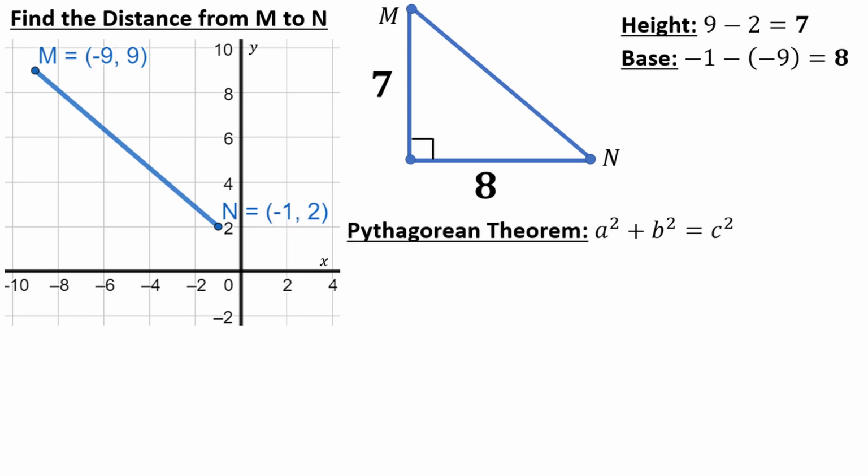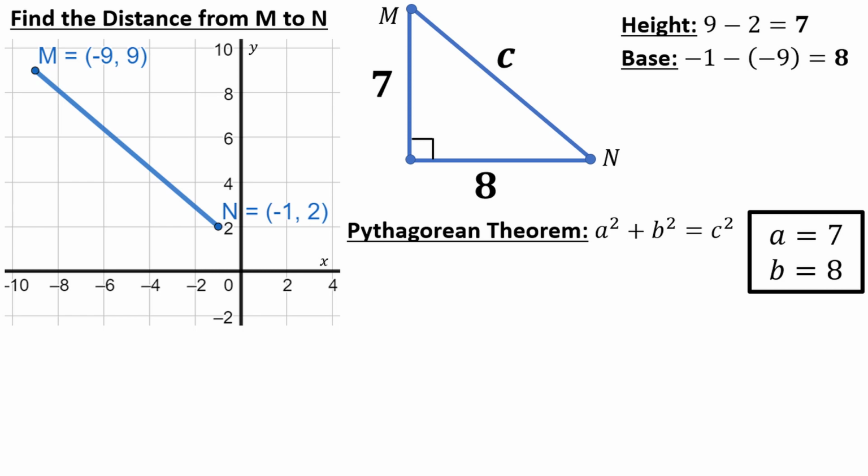If you remember the Pythagorean theorem, it says that the square of each leg added together is equal to the square of the hypotenuse of your triangle. We label the legs as A and B, and the hypotenuse, the side opposite the right angle, as C, so that A squared plus B squared is equal to C squared. We know A and B are 7 and 8, but we don't know C. That's what we're trying to find, the distance between points M and N. Note that it wouldn't make a difference if you swapped around A and B, but C must be the hypotenuse.